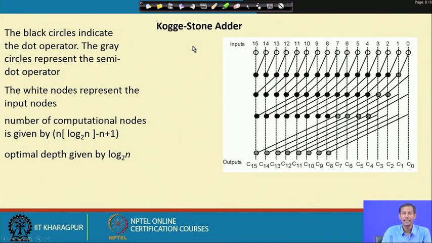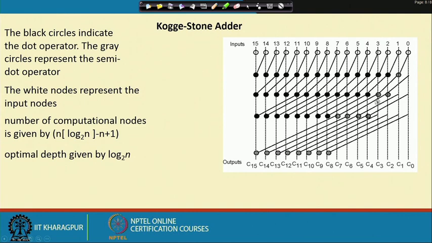Then there is another method proposed by these two scientists, Mr. Kogge and Mr. Stone. They have named this adder architecture the Kogge-Stone adder. Here you see the corresponding operators are overlapped with each other.